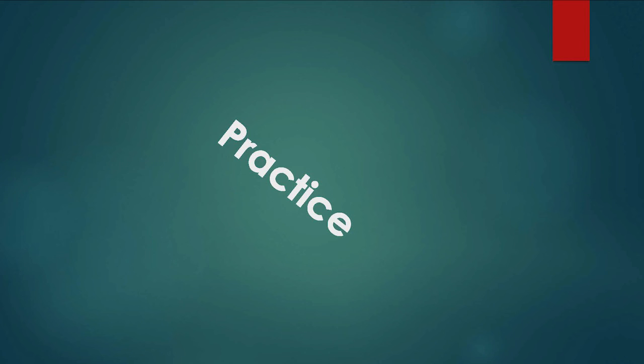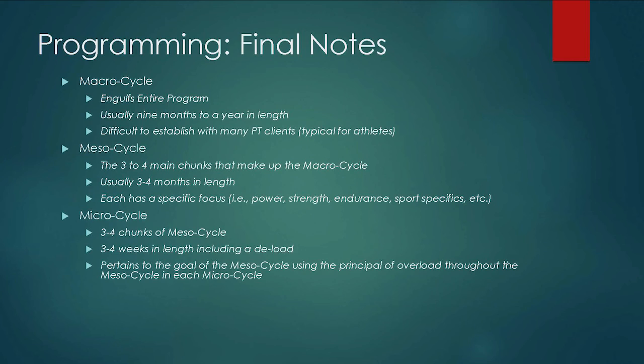All right, so coming back to our slideshow, we've got one more slide before questions. What I want to talk about real quickly, and again, this is one of those nuances that a lot of people don't necessarily need to know, but there are different things called macrocycles, mesocycles, and microcycles. A macrocycle engulfs your entire program. It's usually thought about a year in length, okay? This is difficult to establish with many of my personal training clients, but it's typical for athletes, okay?